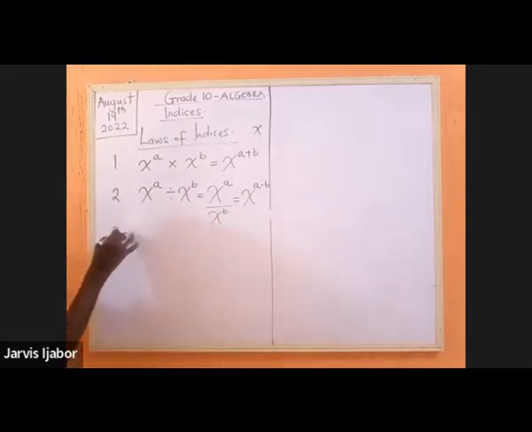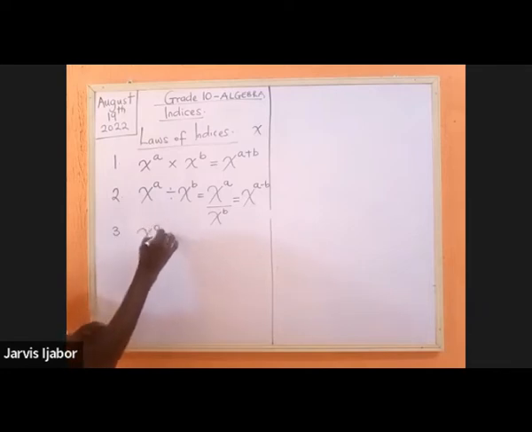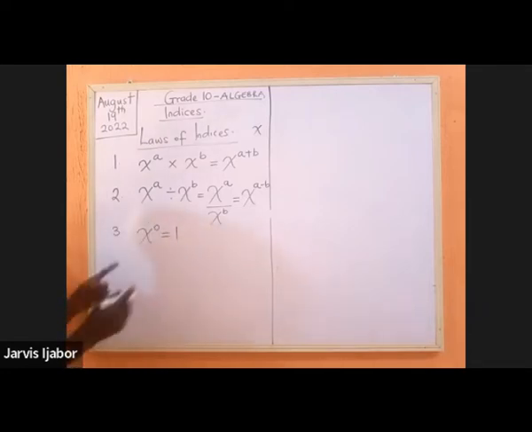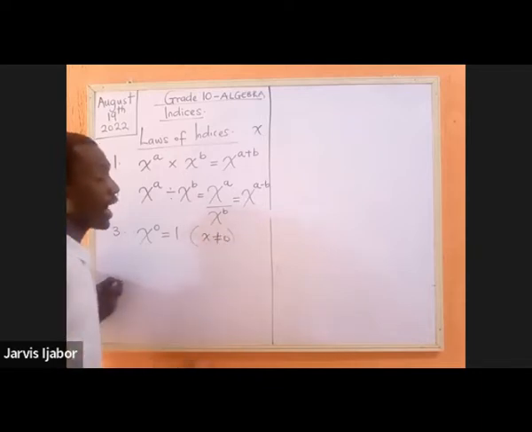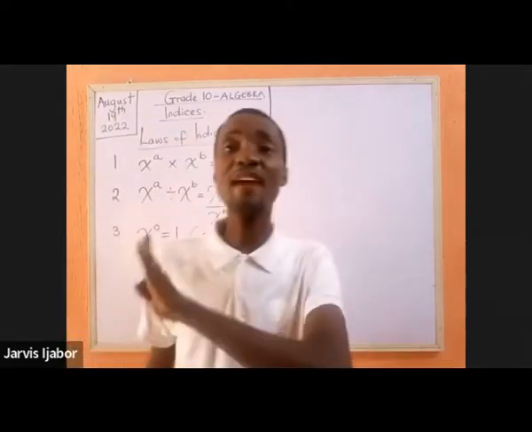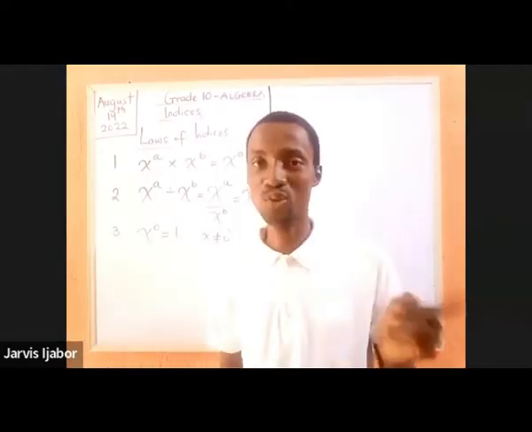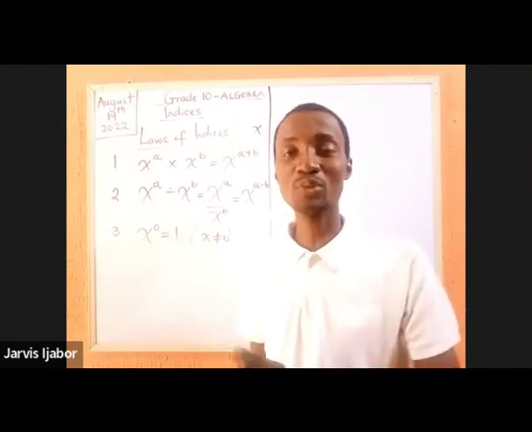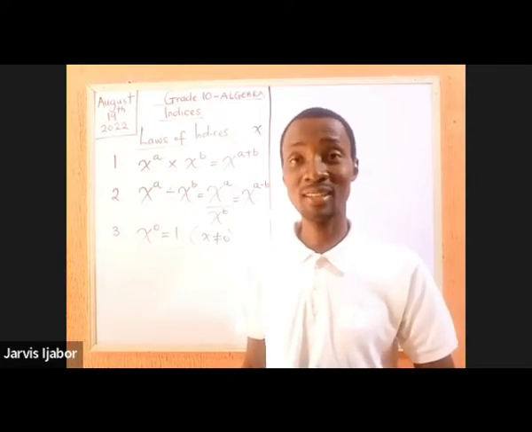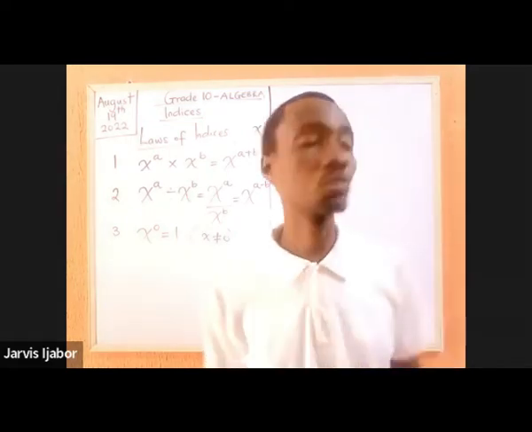Now, number 3, it says x to the power of 0 is equal to 1. Remember that I said that this only occurs where what? X is not equal to 0. And it will interest you to know that this also holds for every law we have under indices. X must not be equal to 0. Now, don't ask me, sir, why? It's not for your consumption now. For those of us who are interested in digging deep into maths, you can make inquiries and find out why that holds true. Right.